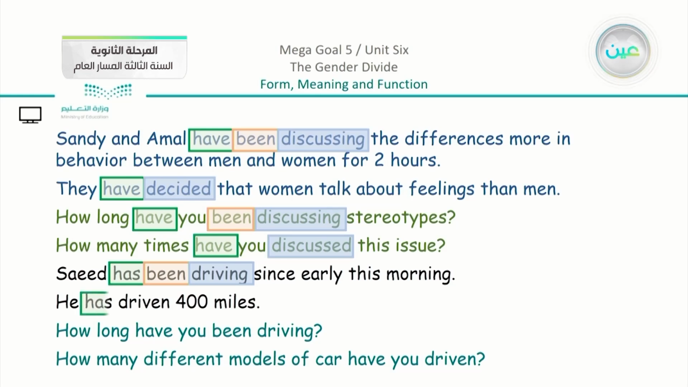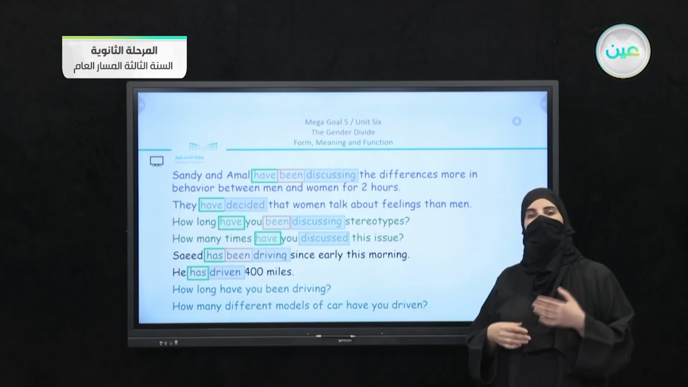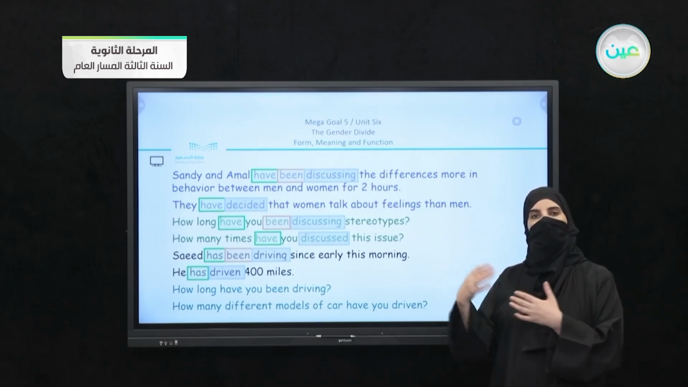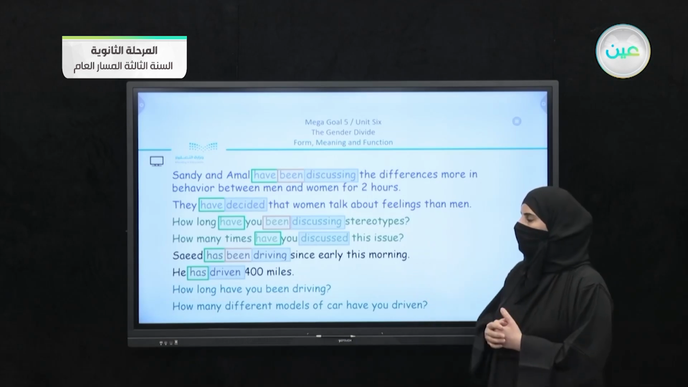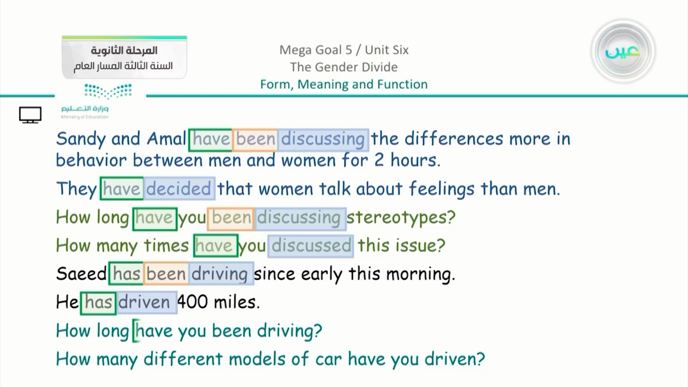He has driven 400 miles. We can see that we have here the present perfect simple by using "has driven." Now here we have the result. What is his result? That he has driven 400 miles. And we can see that basically we have the simple because of the number of miles that we have.